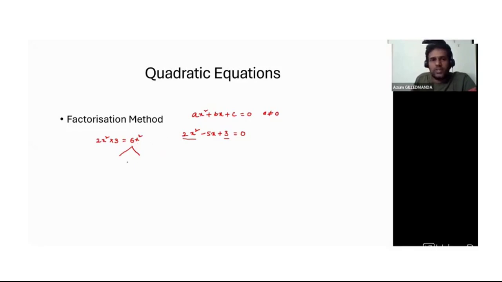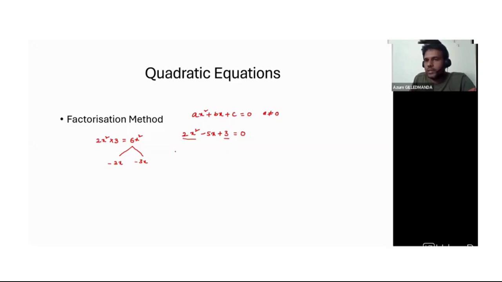So can I simply say that I can write 5x as 2x and 3x here? If I multiply, I'm getting 6x square. If I add, I'm getting 5x, but I need minus 5x. So can I add a minus to both 2x and 3x? If I add minus 2x minus 3x, I'm getting the middle term, which is minus 5x. If I multiply minus 2x into minus 3x, minus and minus becomes plus, so I'm getting the 6x square value.